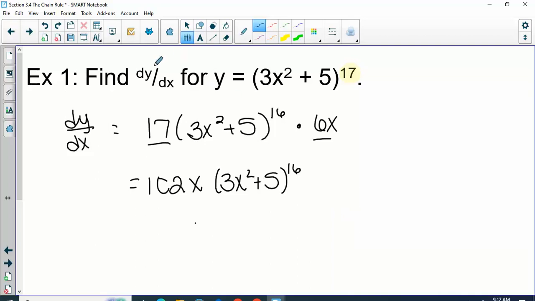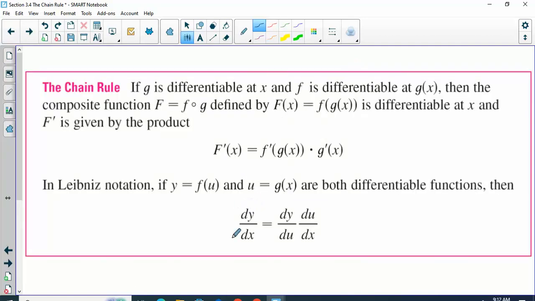You'll notice I asked for dy dx in this. When you're looking at the chain rule, it says dy dx is dy du times du dx. Don't think of those as fractions. They're representing rates of change. dy du is saying the derivative of y in terms of u. du dx is the derivative of u in terms of x. So just understand when you see these, they mean a derivative or a rate of change. You're not actually dividing two numbers.